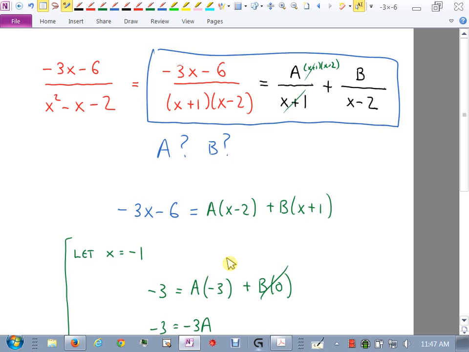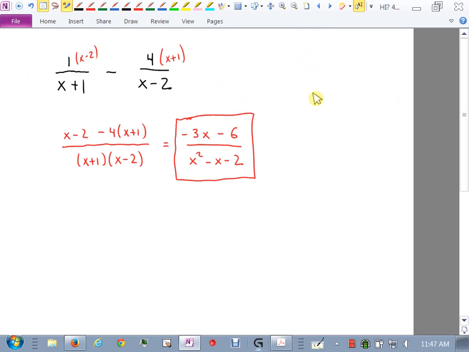Now come back up here. Make sure you put the a in the appropriate place. We said a was what? 1. So 1 over x plus 1, and then b was negative 4. Does that match what I had done to start this over here? Yes. It was 1 on top of the x plus 1, and then the negative 4. Notice that the negative is the minus out here. So it's positive 4, but change that to minus.